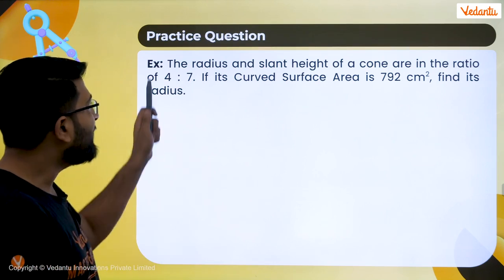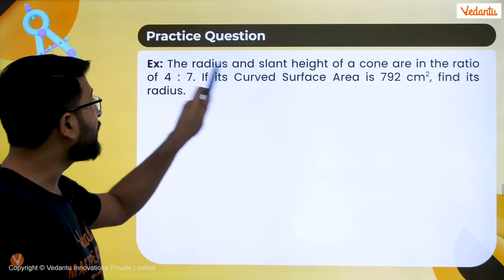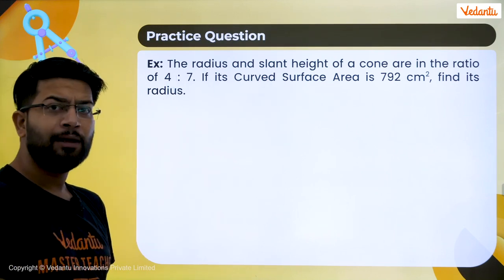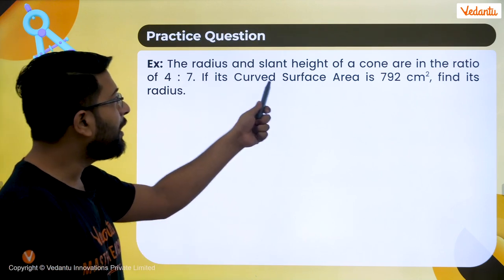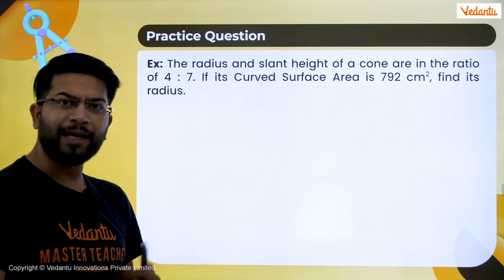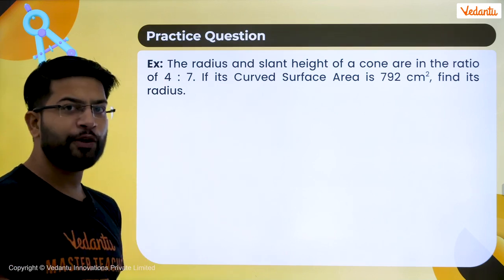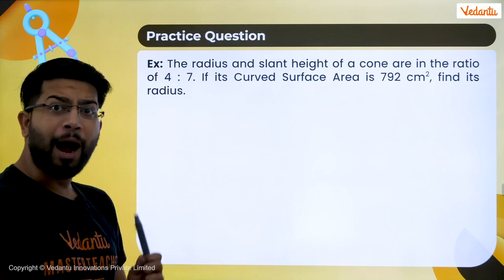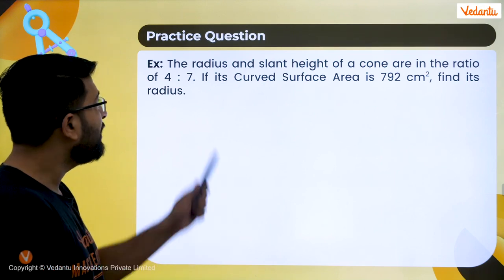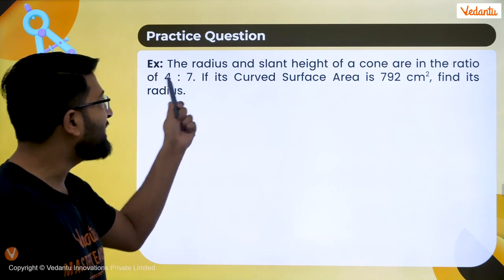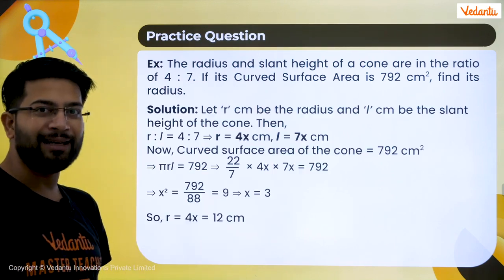In this one, what they are saying is the radius and the slant height of the cone are in the ratio of 4/7. That means the r upon L ratio is given to me. If the curved surface area is given, we have to find the radius. So, champ, can you tell me that in the formula of CSA of the cone, what are my variables? Pi into r into L. So radius and the slant height are the variables. The relation between radius and slant height is given to me. CSA is given to me. So I can find the radius. Yes.